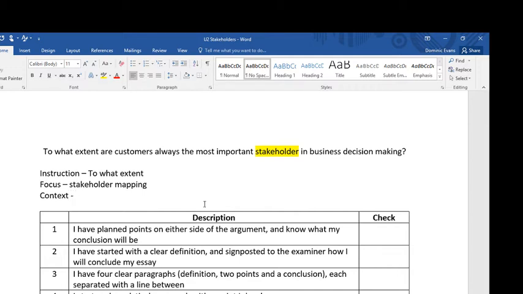Well, what's the context of this? Well, it's all businesses, because we haven't got a specific context other than a business that is going to be making decisions. So all businesses and business decision making is the context of the question. Now, you'll probably get the most out of this video if you just take a minute to pause the video and think about how you would answer the question.